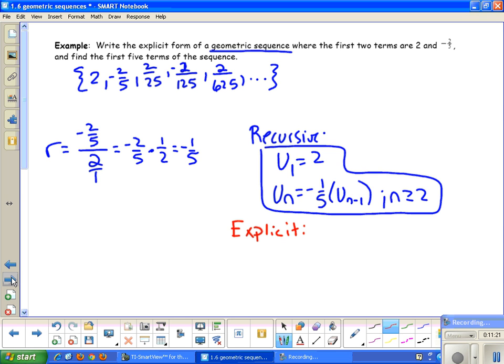So explicit form would be the formula for the nth term is equal to my first term, which is 2, times my common ratio to the n minus 1 for values of n greater than or equal to 1.